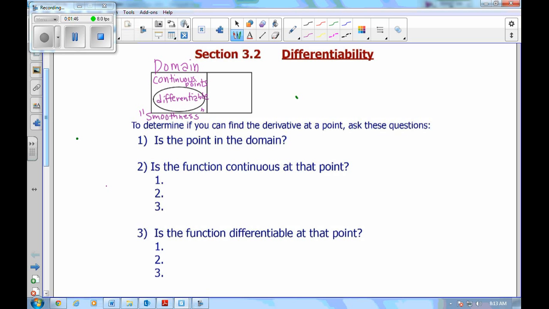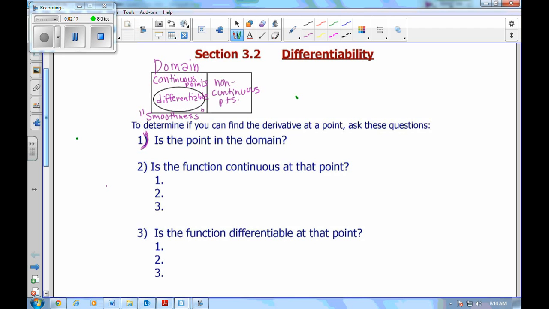So we have this jagged corner. This slope is like that, and you get two different slopes, which is why it's not differentiable. And here are our non-continuous points. They wouldn't be differentiable. Okay, so to determine if you can find the derivative at a point, ask these questions. Is the point in the domain? Make sure the point is in the domain.